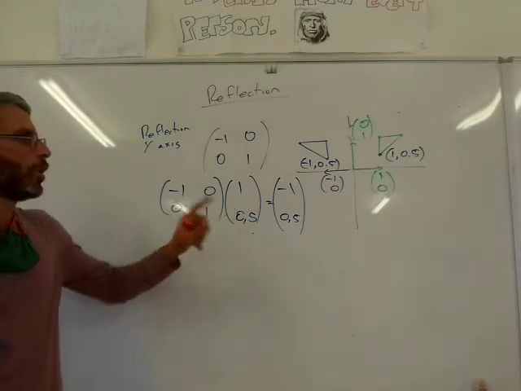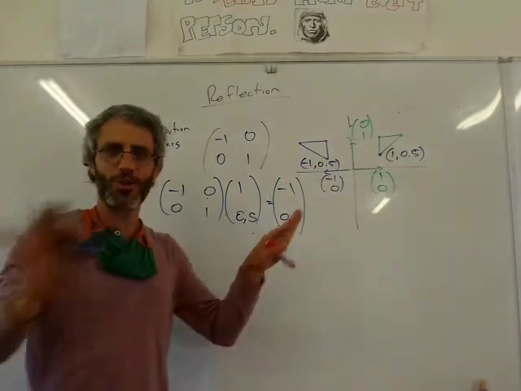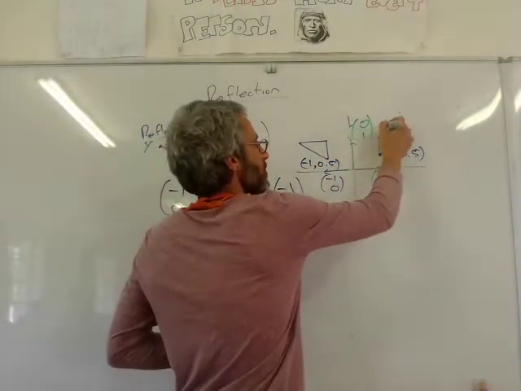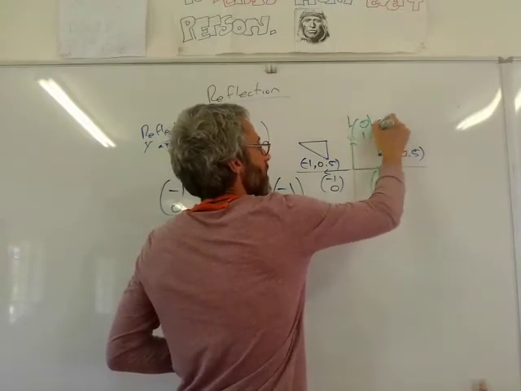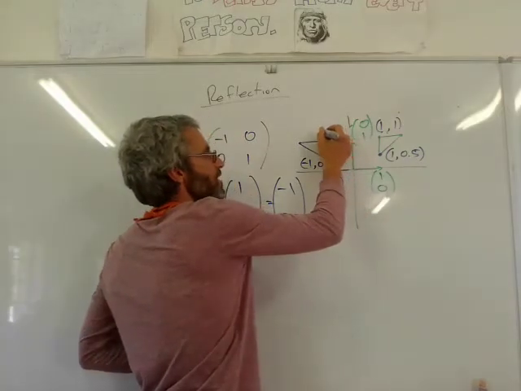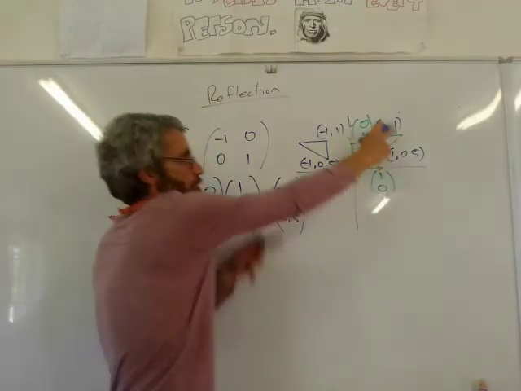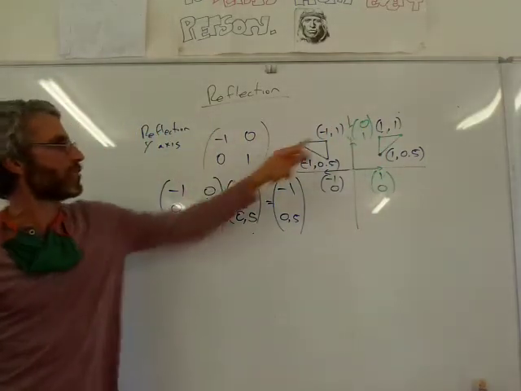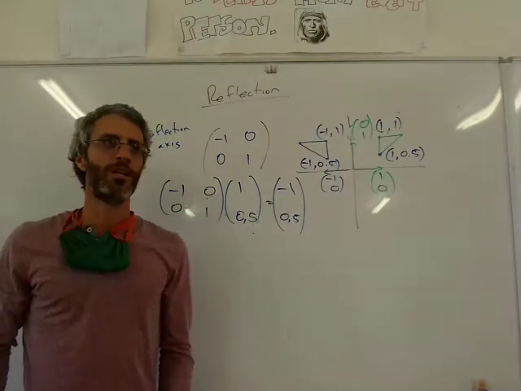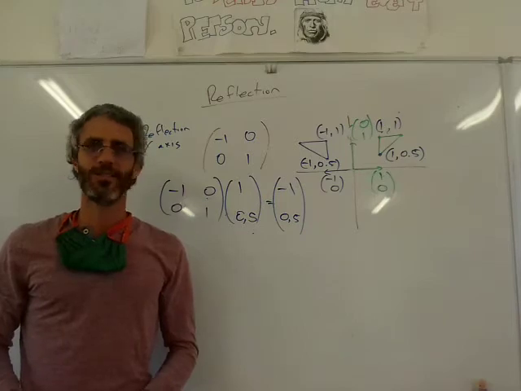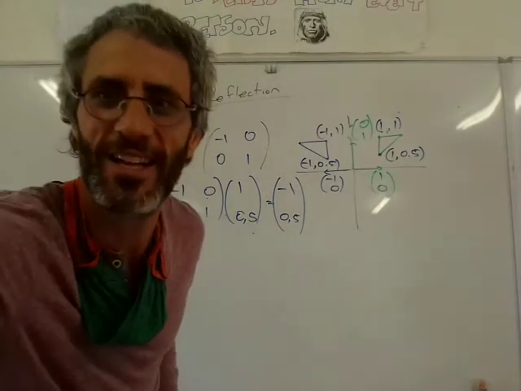I'm not going to do it now, but you can do it. For example, let's say this is the coordinate 1, 1. That should obviously become minus 1 and 1. You can try multiplying this matrix by 1, 1, and you'll still get minus 1. Okay? I'll just pause here for a second.